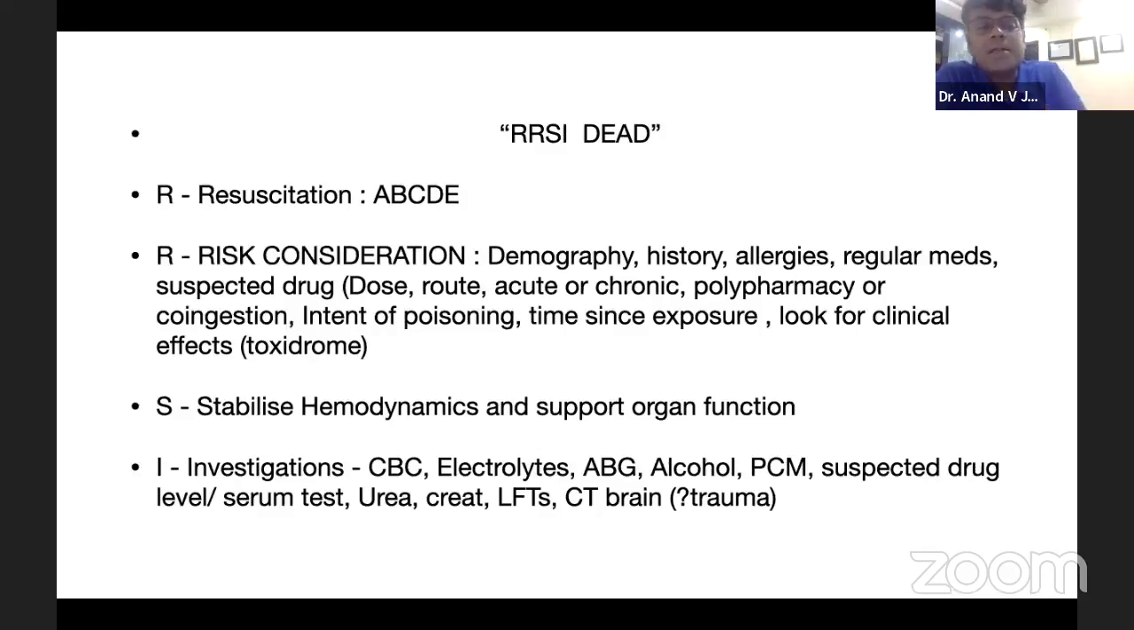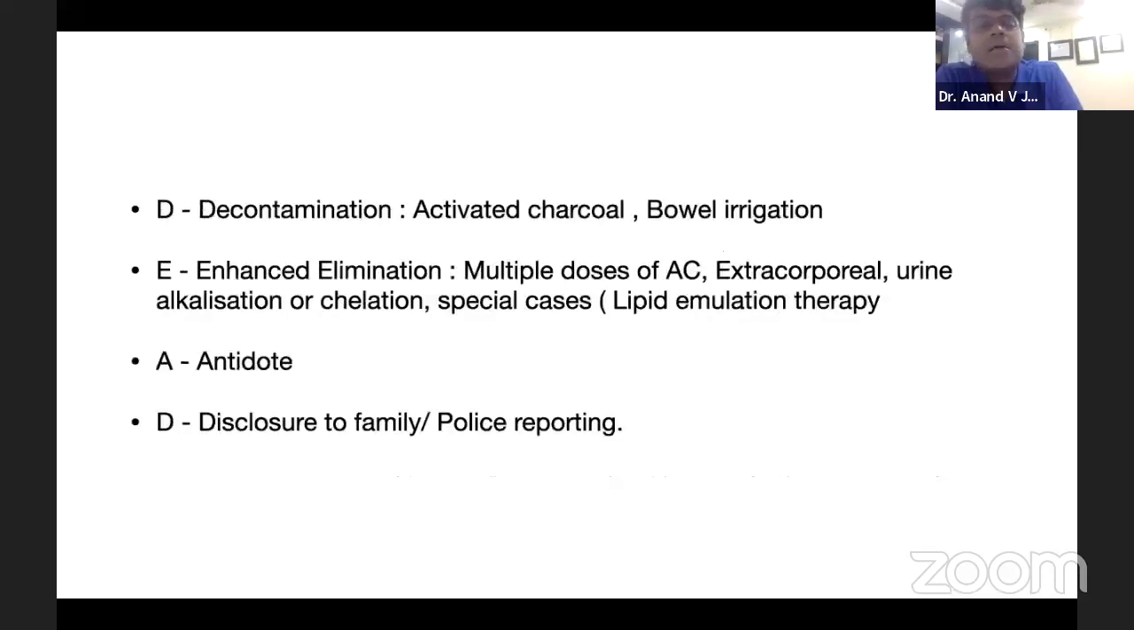Now, once RSI is done, you need to look for decontamination, activated charcoal and bowel irrigation. As you rightly said just now, I will not give activated charcoal if the airway is not protected. That is the first thing. Protect the airway and give activated charcoal if it fits within the time. Now the thing is, there are a few poisons.